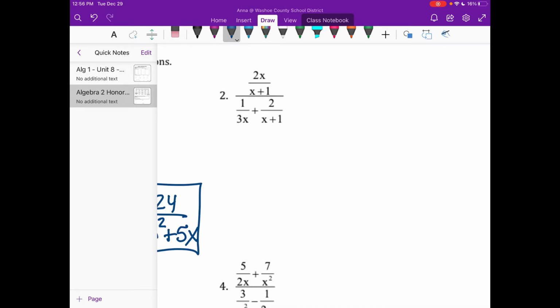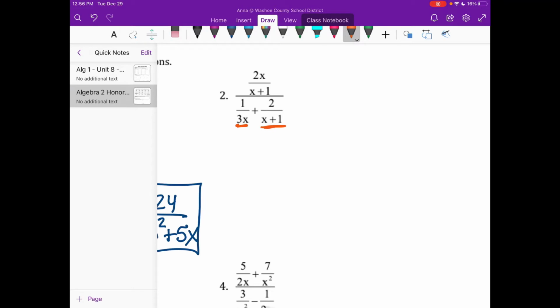All right, same thing on number 2. So, same thing, our goal is to get one fraction on top, one fraction on the bottom, and then multiply them. On the top, I'm good. I have 2x over x plus 1. On the bottom, I have 1 over 3x plus 2 over x plus 1. I do not have common denominators, so I need to make common denominators.